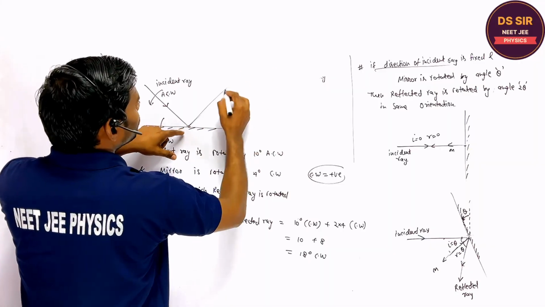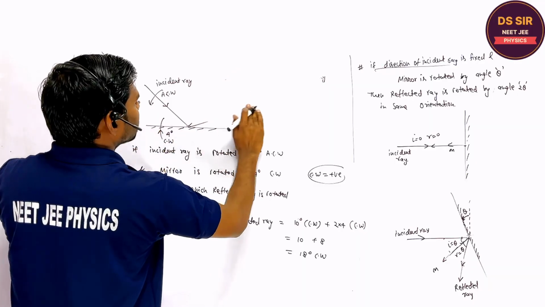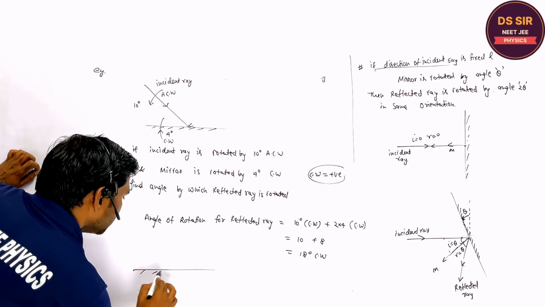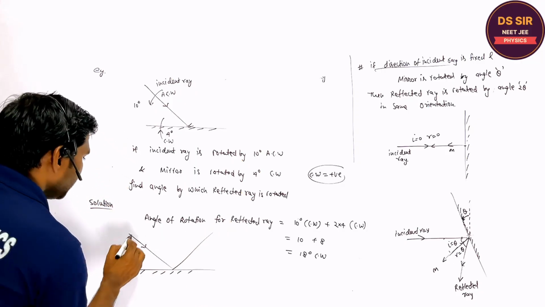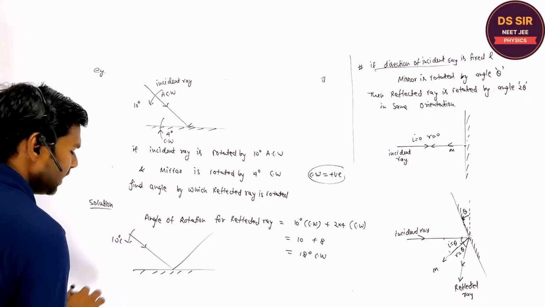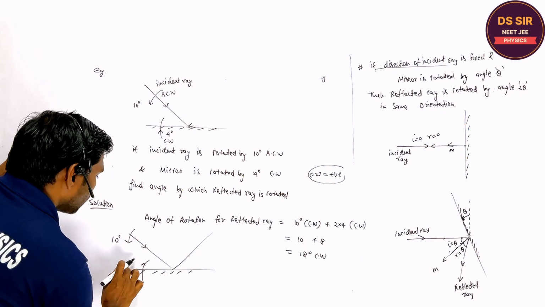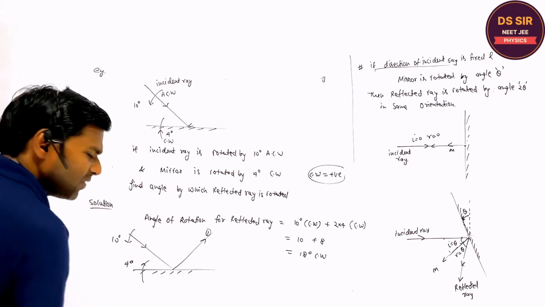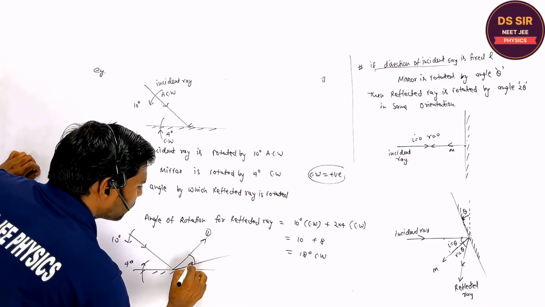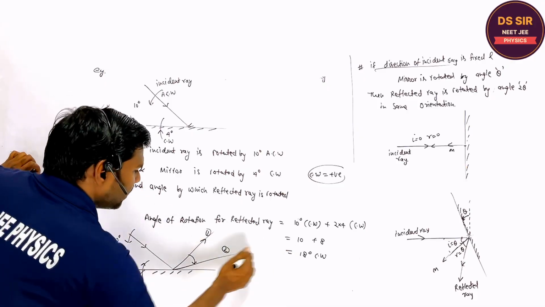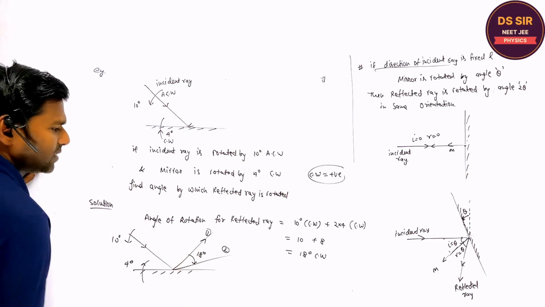I'm making the figure here. What does it mean? It means if initially there was an incident ray and its reflected ray, and the incident ray is rotated by 10 degree in anti-clockwise sense, and the mirror is rotated by 4 degree in clockwise sense, then the first reflected ray rotates clockwise. This is the second reflected ray, and the angle of rotation is 18 degree clockwise.